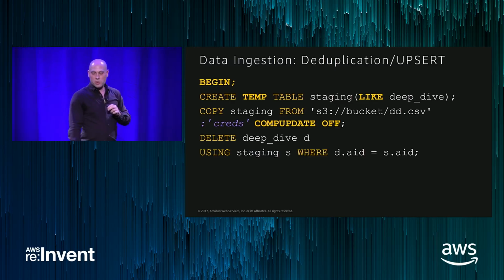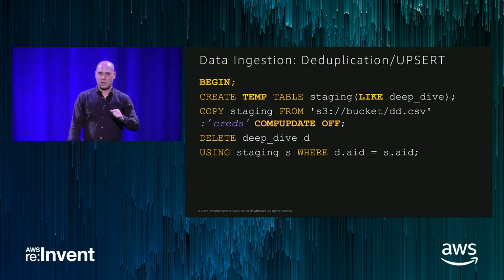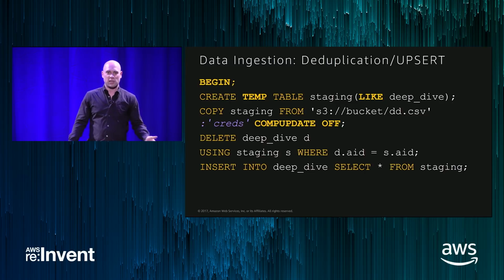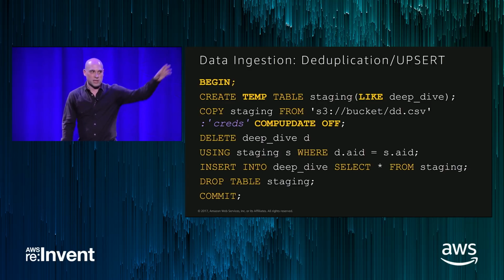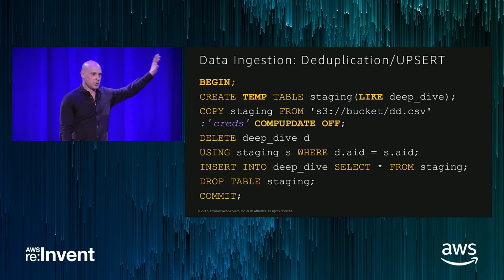Then we are going to delete from the deep dive table all of the rows that match that staging table. And then we can just safely insert all of the rows over, drop the staging table, and commit the transaction. So this is the best way to do this logic.